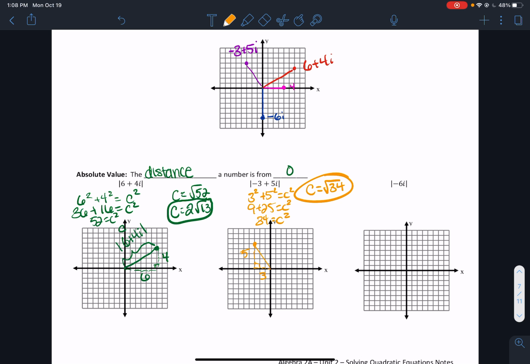And when it's purely imaginary, right, I just count down 6. Well, we can literally count how far away that is. That's not a diagonal line. It's just a straight vertical line, right? So it is 6. The absolute value number is 6. But you could also do 6 squared plus 0 squared, and then take the square root, and yeah, you'll get 6.